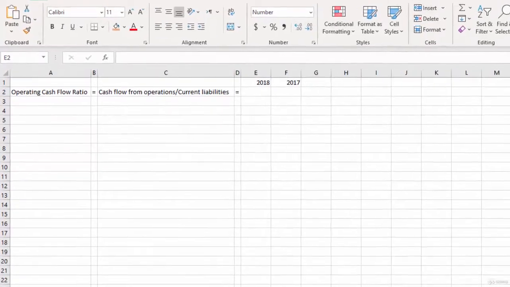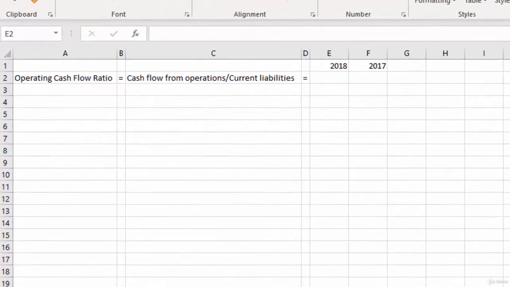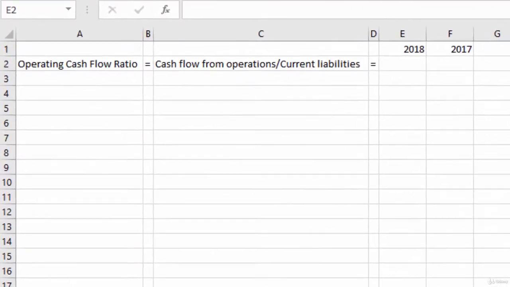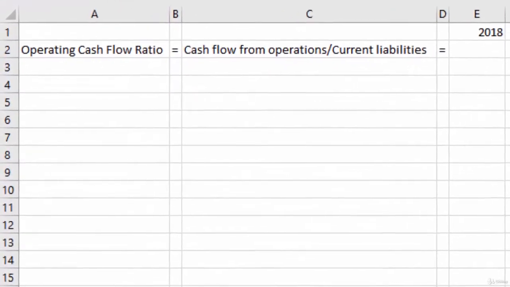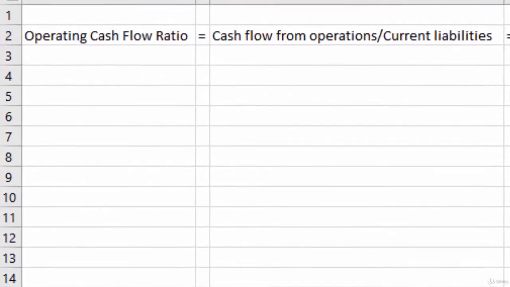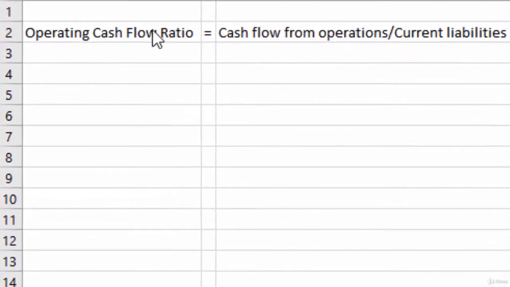Operating cash flow is among the ratios that are used to assess the liquidity condition of a company. The formula for the operating cash flow ratio is cash flow from operations divided by current liabilities. That means for every dollar of current liabilities, how many dollars of cash flow from operations are available?